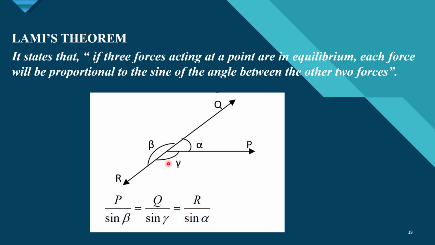Now what is Lami's theorem? Each force will be directly proportional to sine of the angle between the other 2 forces. That means this P will be directly proportional to sine of angle between R and Q, that is beta. So P will be directly proportional to sine beta. Or similarly, Q will be directly proportional to sine gamma, or R will be directly proportional to sine of the angle between P and Q, that is alpha. Or in other words, we can say that P by sine beta will be equal to Q by sine gamma, which will be equal to R by sine alpha.